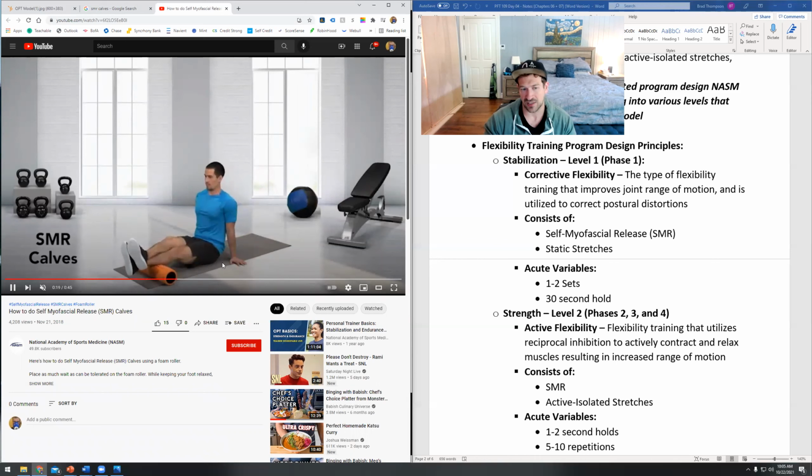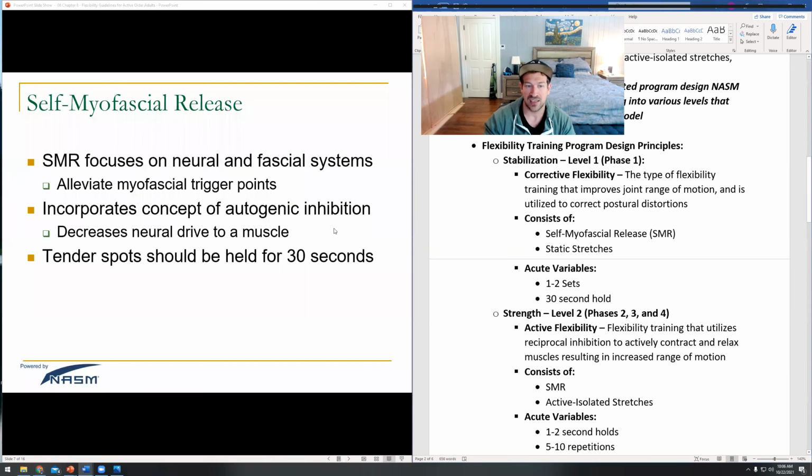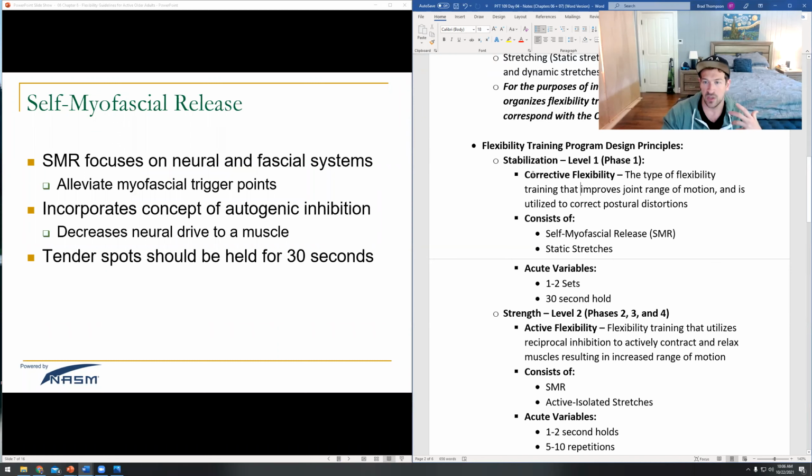You can see he's putting his hands on the ground. He can prop himself up if you want to, but he's sitting and holding, right? He's not actually rolling. He's doing a little bit of movement here and there. You can see it goes this way a little bit, goes that way a little bit, trying to find his tight spots because everybody's going to be a little different, you know? And what that sustained pressure does is it creates that autogenic inhibition that I mentioned earlier. Okay, so foam rolling alleviates trigger points by creating this autogenic inhibition.